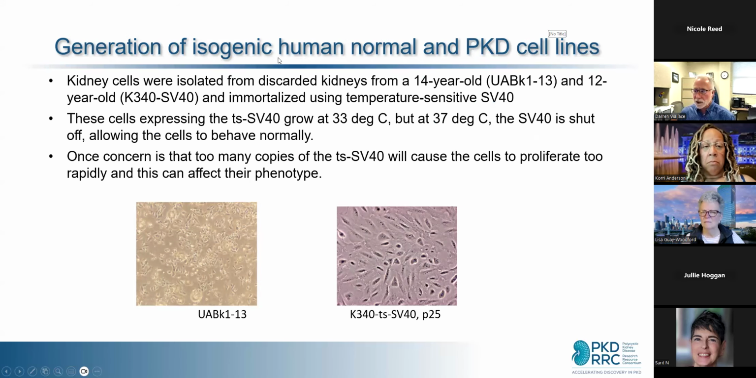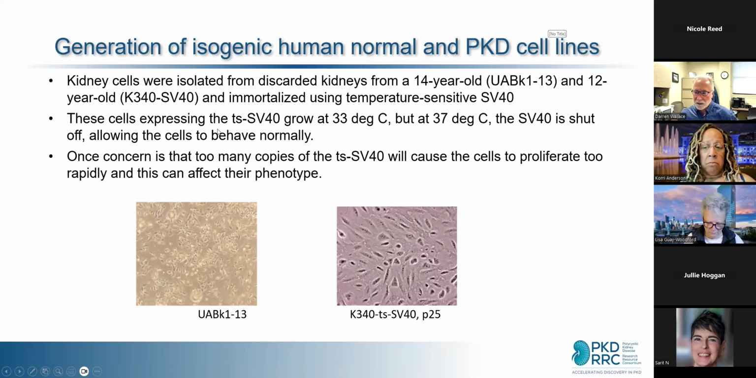Ultimately, what we'd like to do is generate isogenic human normal and PKD cell lines. Of course, this is a little bit more challenging in that the cells are going to have to be isolated from individuals, and then we have to immortalize the cells without affecting their characteristics. UAB and Kansas have both been working on this, and we've immortalized cells using a temperature-sensitive SV40.